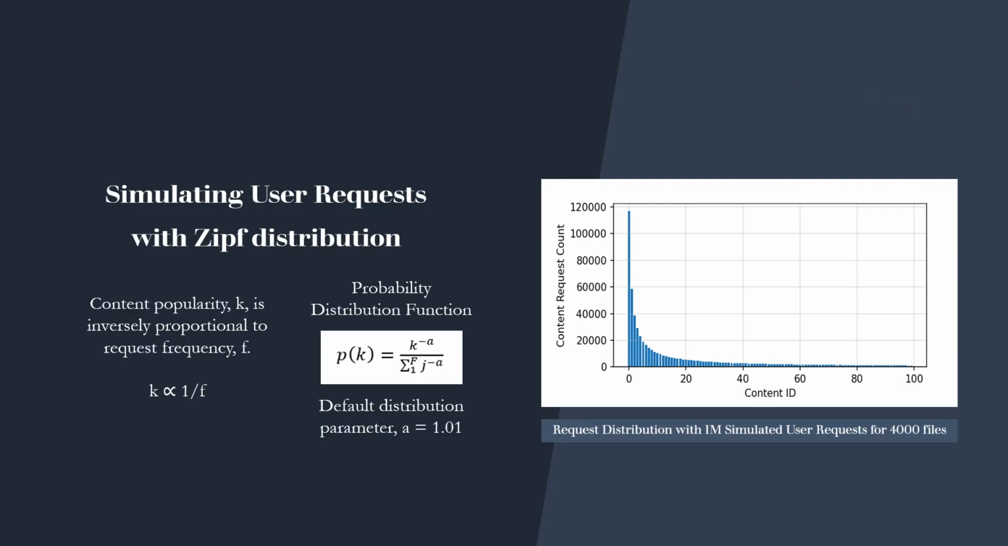Before evaluating the strategies, we simulated network data. Empirical studies have shown that web content requests generally conform to Zipf's law, which suggests that content popularity is inversely proportional to request frequency. So we randomly generated user requests that follow the Zipf distribution and took content popularity as the content index. The distribution parameter was set to 1.01, so the strict Zipf law can be followed as closely as possible. On the right is the graph obtained when there were 1 million user requests generated.